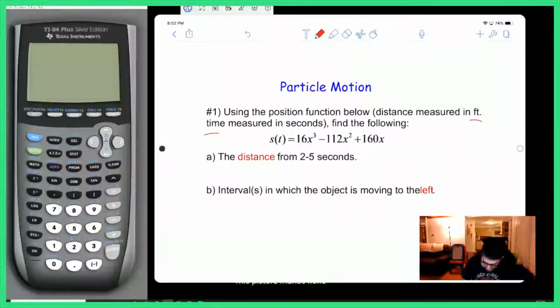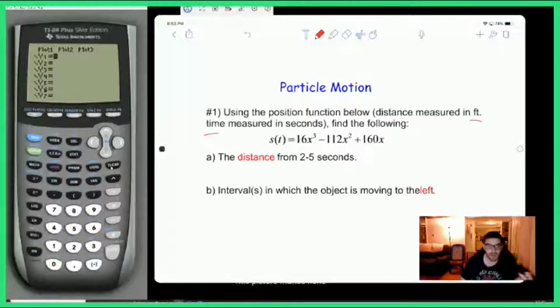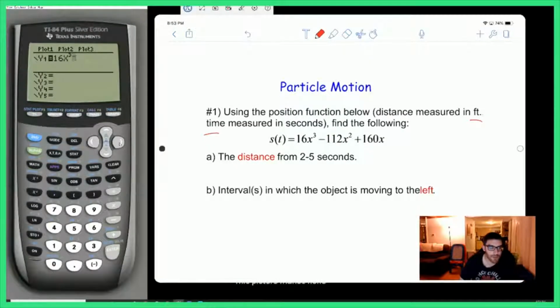But in this particular problem, we're going to use the position function to be this cubic polynomial here. In question A, we're going to get the actual function in the calculator. So I'm going to plug in 16x to the third power, minus 112x squared, plus 160x. Pardon me while I check my phone, make sure it's not a note. We're good. I want to make sure it wasn't a reminder or anything someone needed help with.